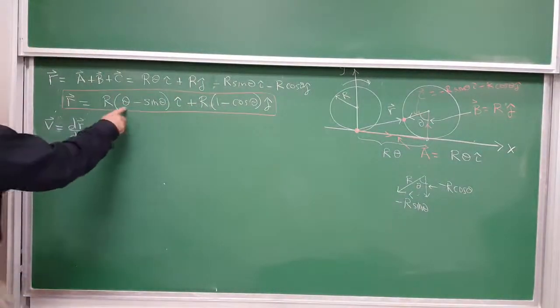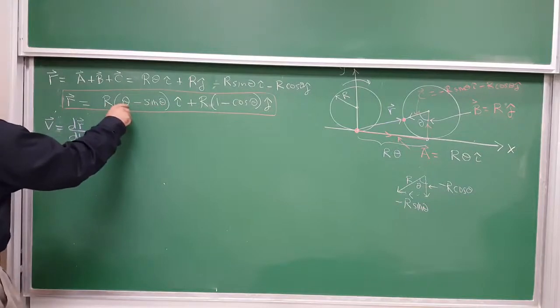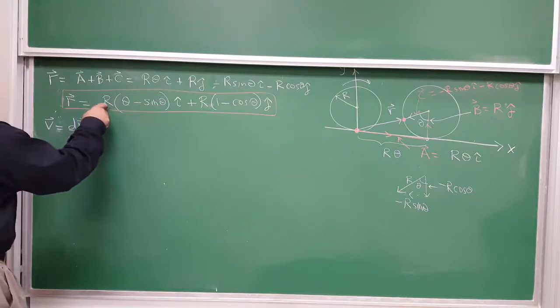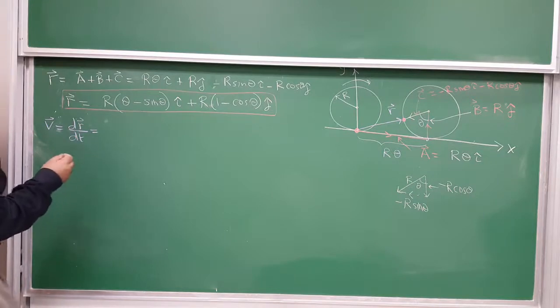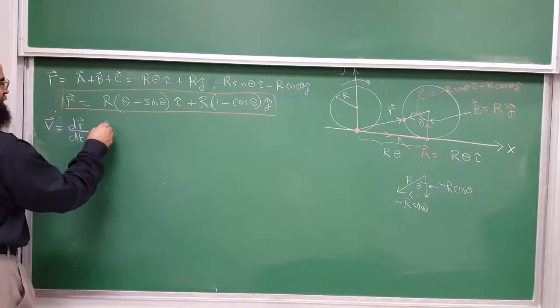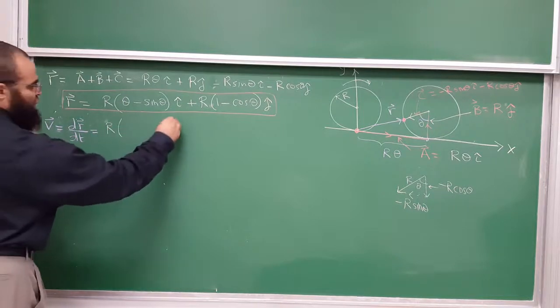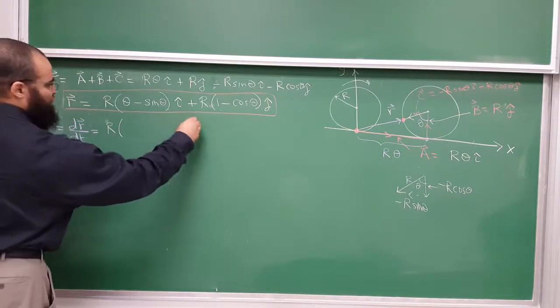So when you take the derivative, you have to use the chain rule sometimes. But capital R is not changing. It's the radius of the wheel, so it's a constant. So let's take the derivative. So R, and then here I would have the i hat.